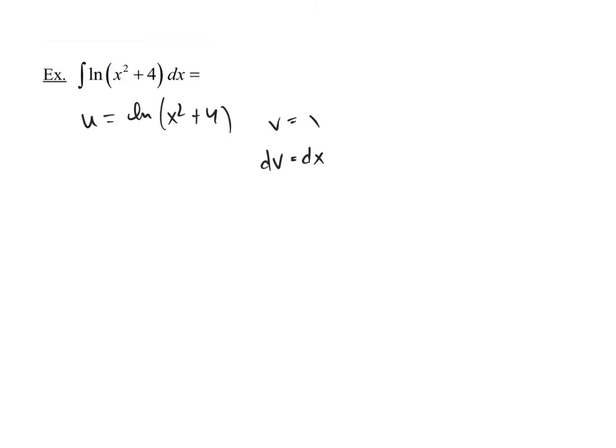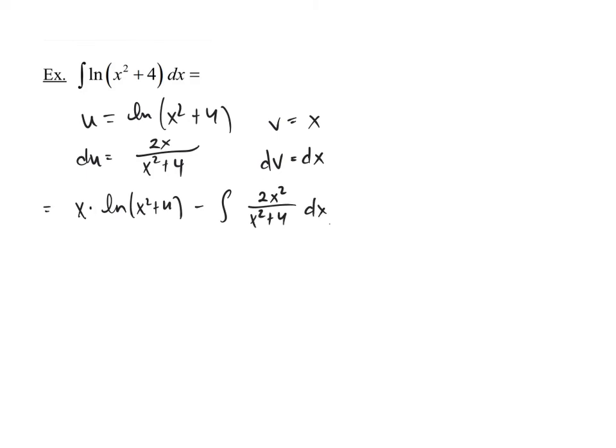That means my v is going to equal just x. That's the antiderivative of 1, if you want to think about it like that. And my du will be the derivative of the natural log of x squared plus 4. Remember that the rule is u prime over u, and so that would be 2x over x squared plus 4. Okay, so using my formula for integration by parts, this integral is now going to become u times v, so x times the natural log of x squared plus 4, minus the integral of v du, and when I multiply x by 2x over x squared plus 4, I'm going to get 2x squared over x squared plus 4 dx.